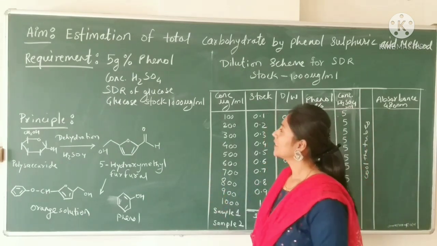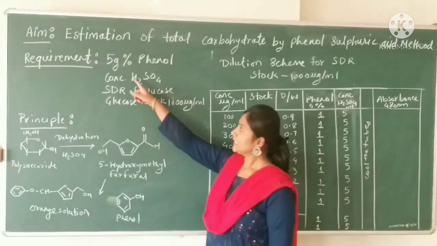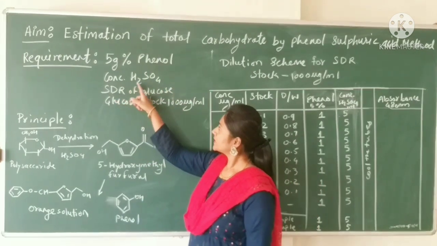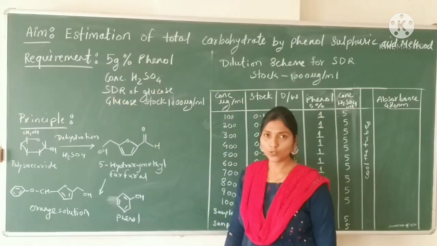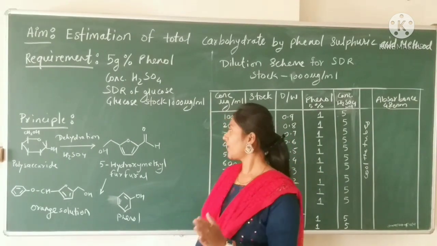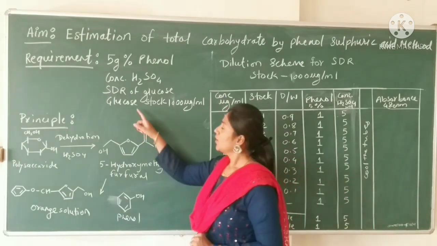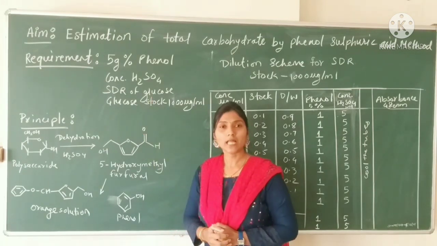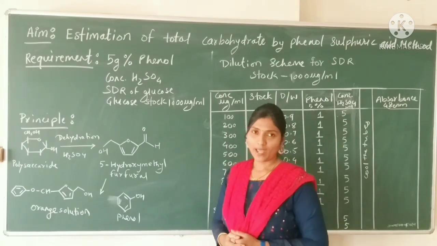So let's start. First of all, we will see what the requirements are for this practical. We need 5% phenol, we need concentrated sulfuric acid, and we need a standard dose response curve of glucose. Here I have prepared the SDR of glucose in the range of 100 to 1000 micrograms per ml. To prepare the SDR, we will need a stock of glucose, that is a 1000 micrograms per ml stock. So this was the requirement.